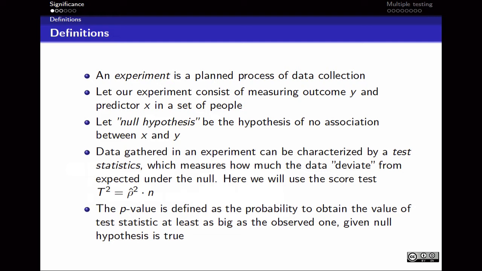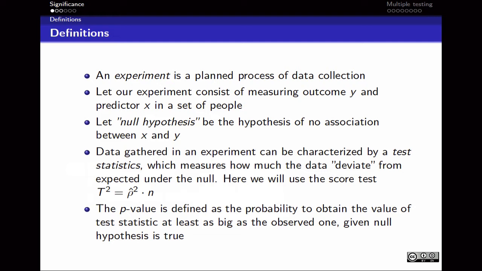And let's consider a very simple experiment where we measure some outcome y and predictor x in a set of people, and if we put this in medical context, outcome y could be some disease, for example type 2 diabetes, and predictor x could be some risk factor. So for type 2 diabetes, classical risk factors to consider would be obesity, unhealthy lifestyle, and so forth. So we consider a very simple experiment, outcome and some predictor or risk factor.